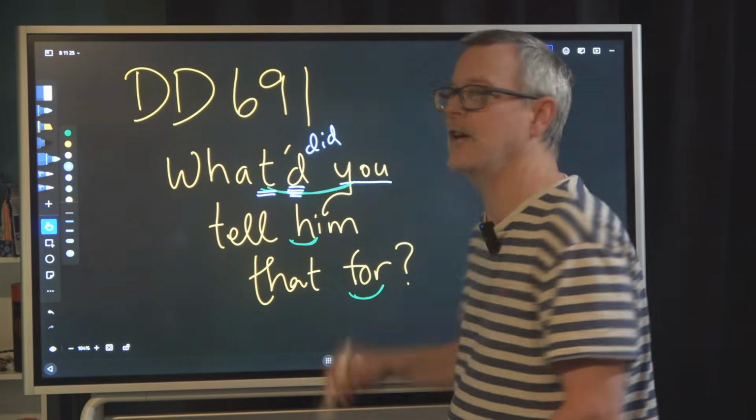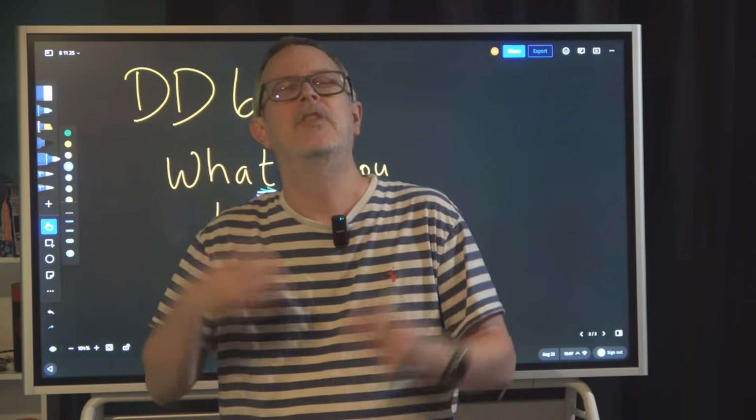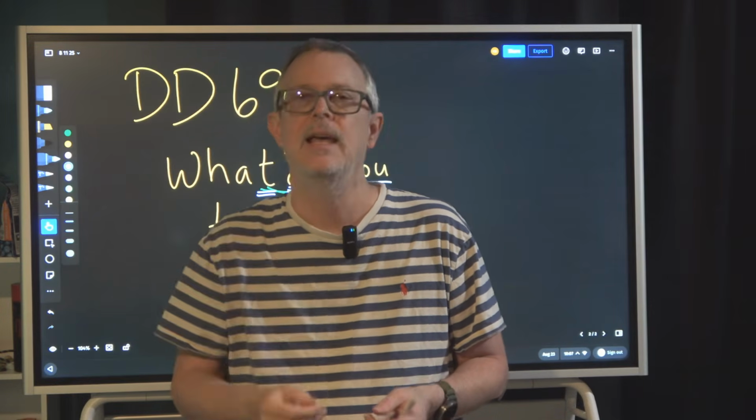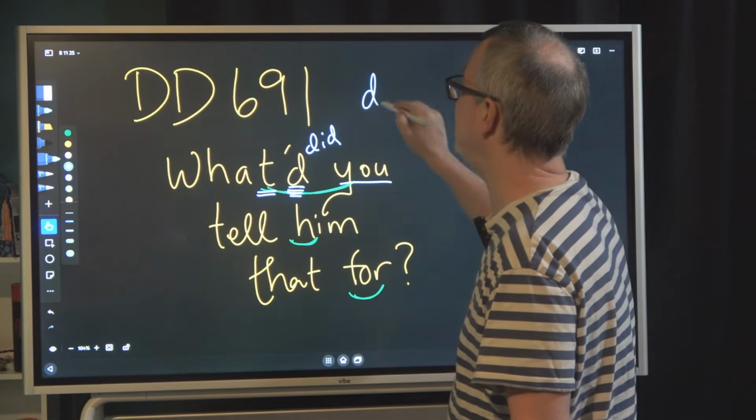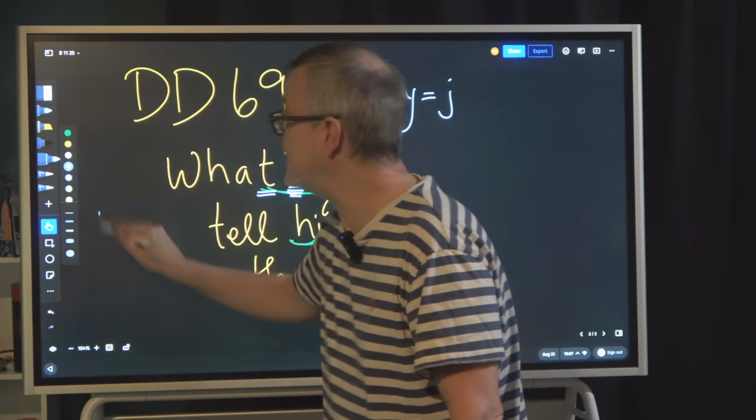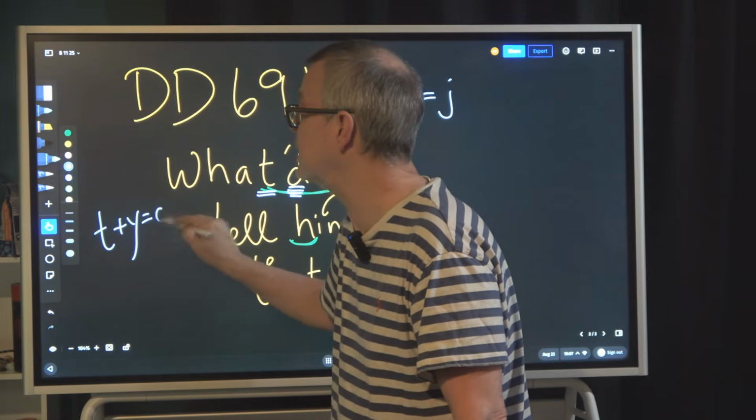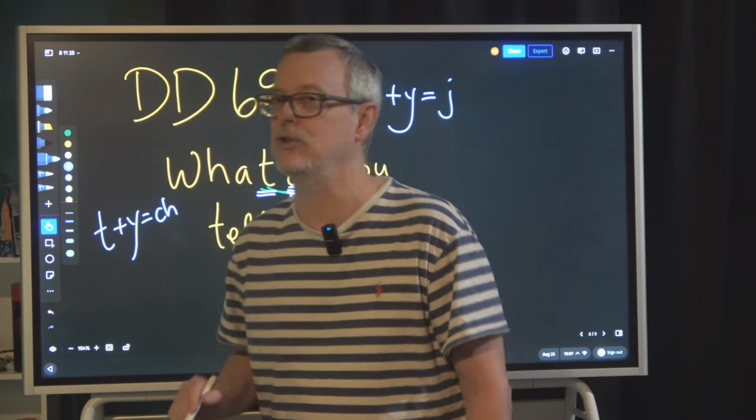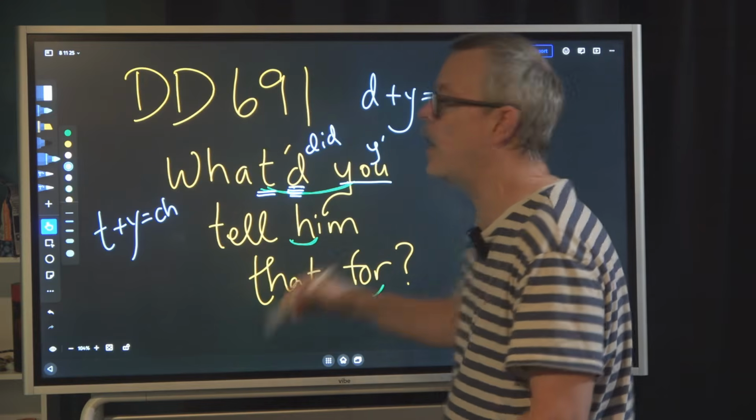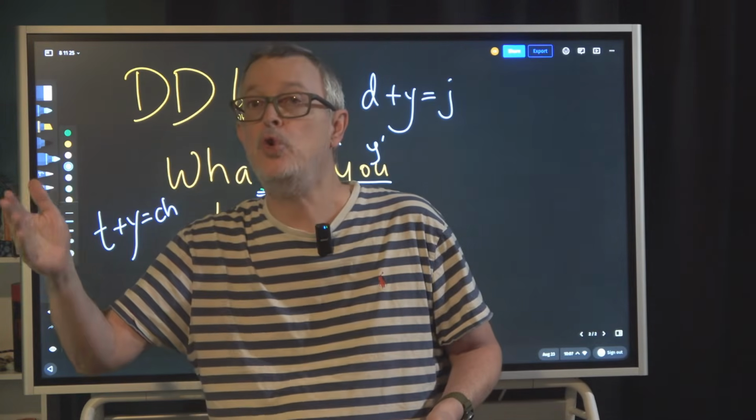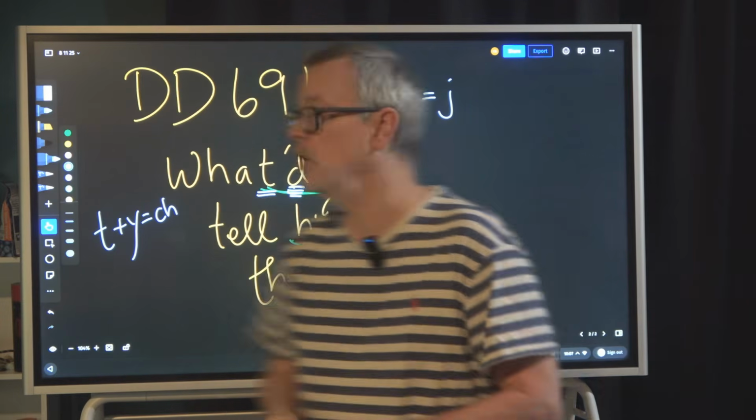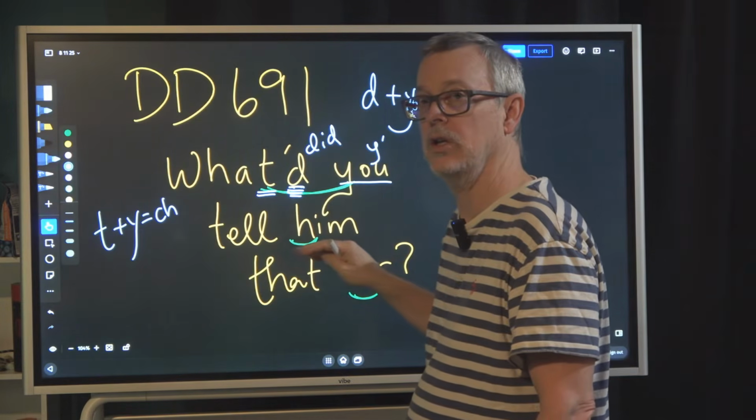Now, the word you actually has 3 pronunciations, but the most common pronunciation in daily English is y. And then we've got some math. Did you know that D plus Y equals J? Yeah, that's true. Did you know that T plus Y equals CH? Yeah, that's some English math. But right here, we got a D and a Y. We got a y pronunciation, dy, so what you becomes wudja, wudja, wudja.